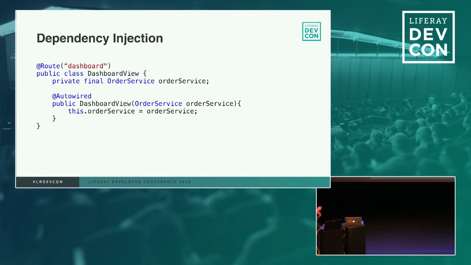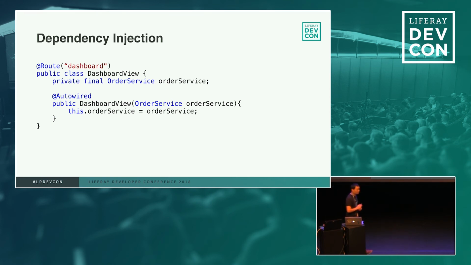Here we have a dashboard view, and we have this Route annotation. This Route annotation enables routing in a Vaadin application. So whenever you go to localhost:8080/dashboard, it will show you this dashboard view. At the same time, this makes the component a Spring managed bean. So it will be managed by Spring automatically, and you can do dependency injection here, like injecting an order service. Really, everything works perfectly together.